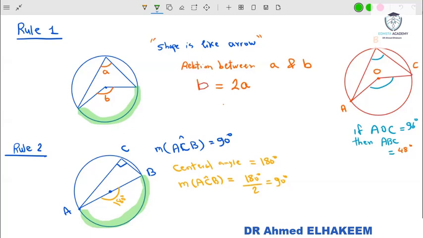Okay. Let's move to rule number 3. I think these rules are very, very important, as you can see, because all your exam, I mean, the question of yesterday's exam was about these rules. And they were all in one question. Rule number 3.